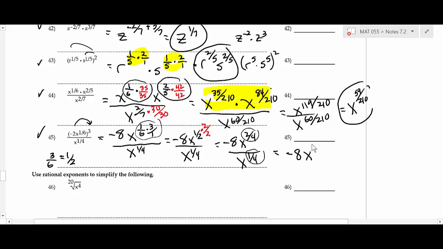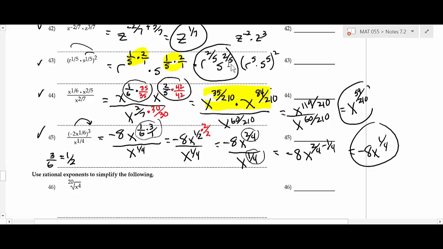All right, so 2/4 minus 1/4 is 1/4, giving negative 8x to the 1/4. That's it. Arithmetic. Properties of exponents in arithmetic. Any questions about what I did on those 4 problems that you just finished?